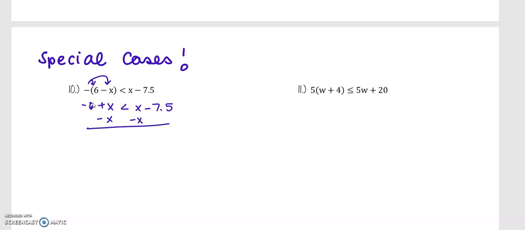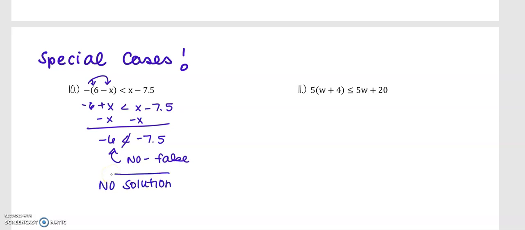Notice when we combine the x's, they go away. And I'm left with -6 is less than -7.5. And I want to think about, is that a true statement? Is -6 less than -7.5? No, right? This is false. So because that's false, our answer is no solution.